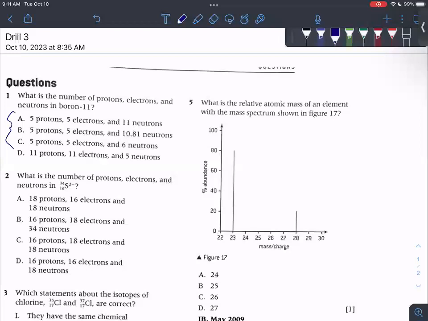Moving on, the 11 represents mass number. So 11 minus 5 is 6. 6 neutrons, the answer is C.